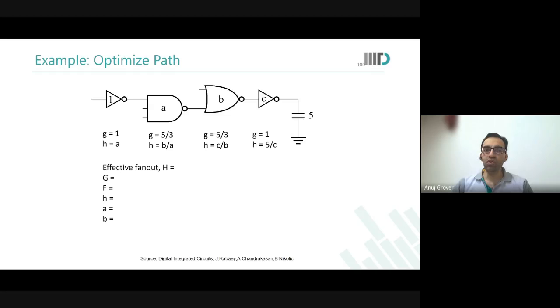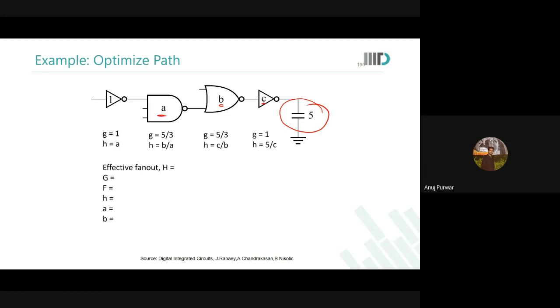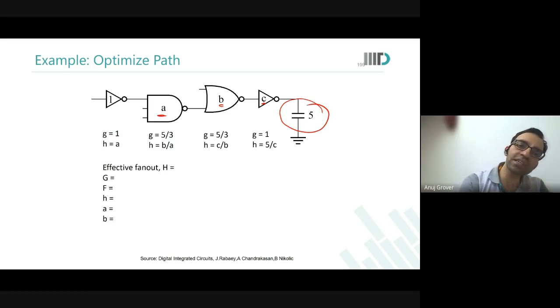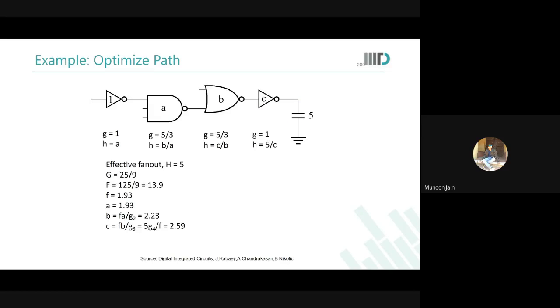Okay, so let us look at this example. We are asked to size these gates, which are presently labeled as A, B, and C, when the final load is 5. So what is the effective fan out? The final load is 5, so actual H is... Sir, actual H is 5 upon 1. Capital H is C out upon C in. What is C in over here? 1. So 5 upon 1.